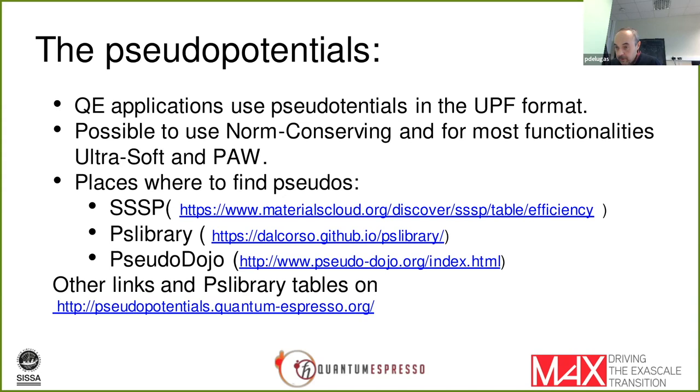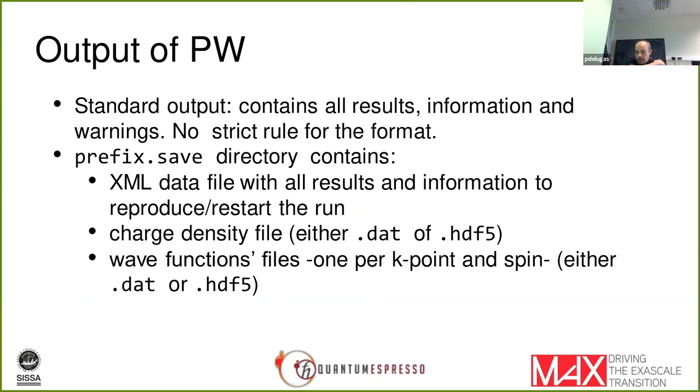So PW is the main software that is used for the calculations. And then on top of these calculations, you can reuse this data to run other calculations. The standard place where you can find this data is obviously the standard output that contains all the results, the information, and the warnings of the calculation. So it's a good policy to always check there if there is any warning, any error signalization, and it's the first place to look for whether the computation has succeeded and what has happened.